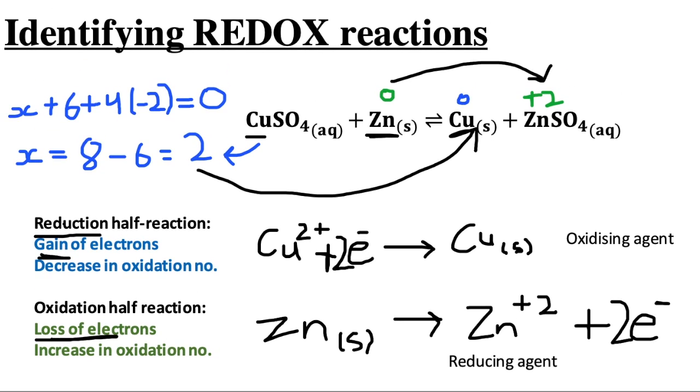So this is how we can identify redox reactions, by calculating the changes in the oxidation numbers of the main elements involved. By the gain of electrons and a decrease of oxidation number, we can identify reduction half reactions, and oxidation half reactions can be identified by a loss of electrons and an increase in oxidation number. The element which represents the reduction half reaction is the oxidizing agent, and the element which represents the oxidation half reaction is the reducing agent.